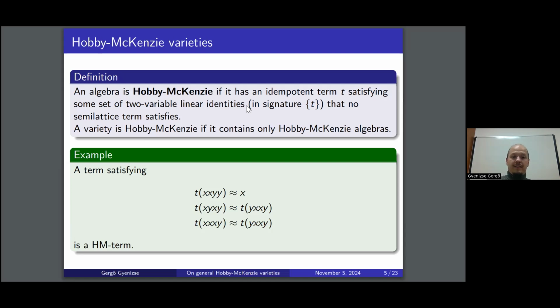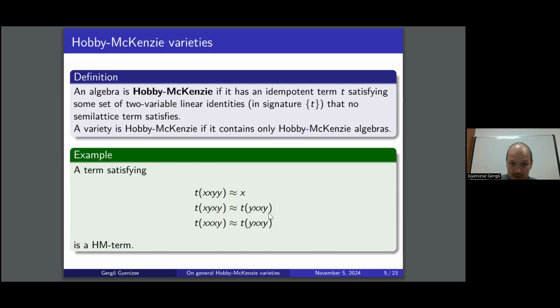So let's see this example. We have three linear identities, and a term satisfying this T will be an HM term, a Hobby-McKenzie term, and it will define a Hobby-McKenzie variety.